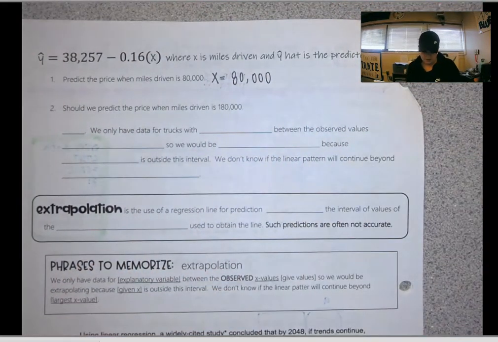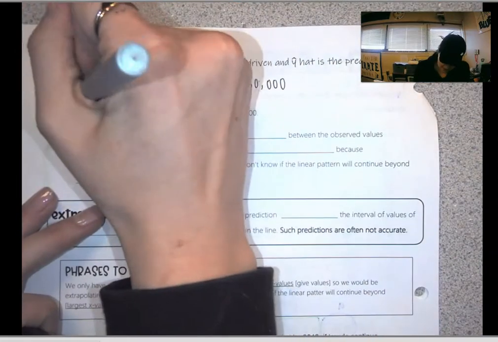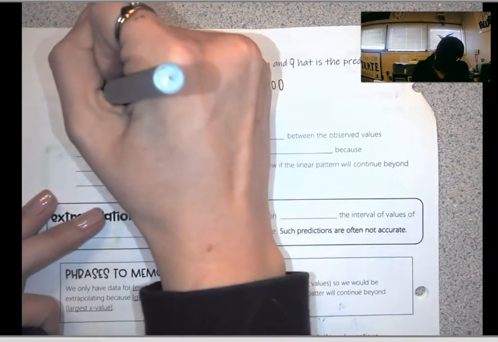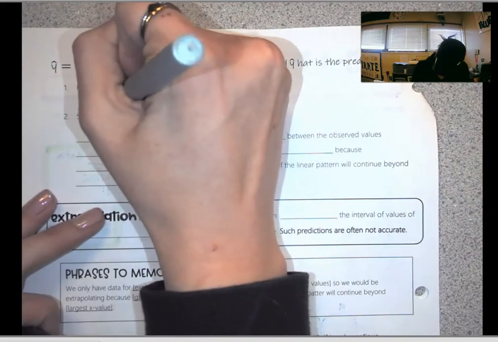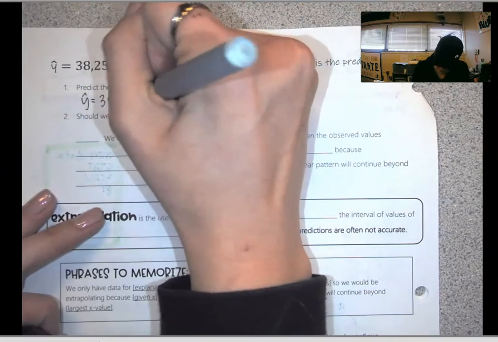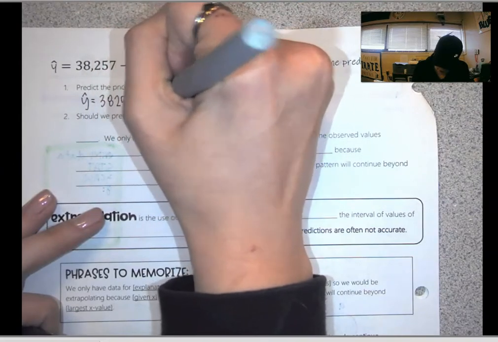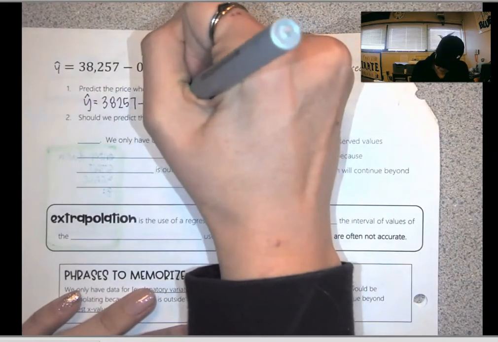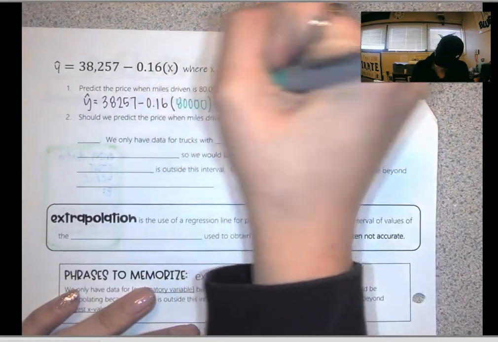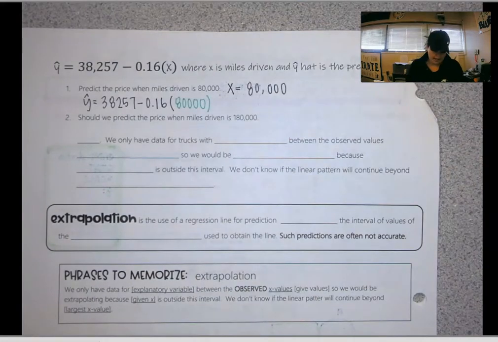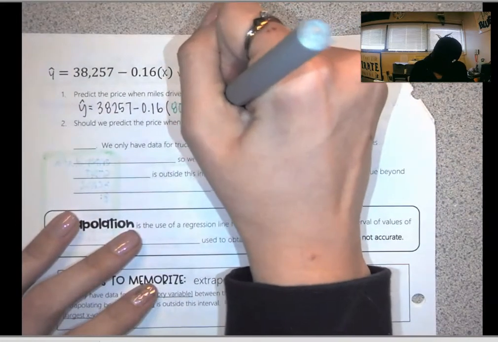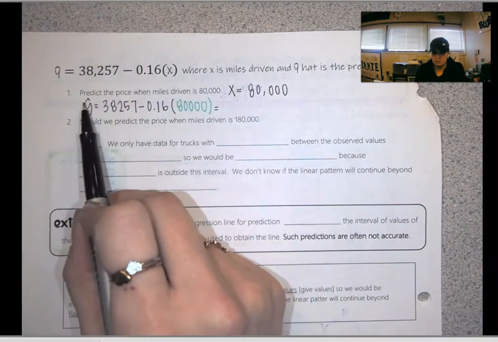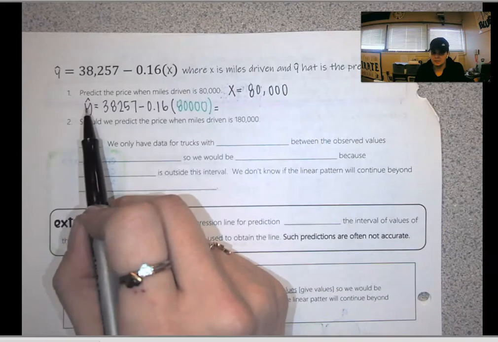So to find the predicted price, we do y hat equals 38257 minus 0.16, and we're going to plug in 80,000 for x. So a couple things to note here. You do need to say y hat equals, that has to be there.